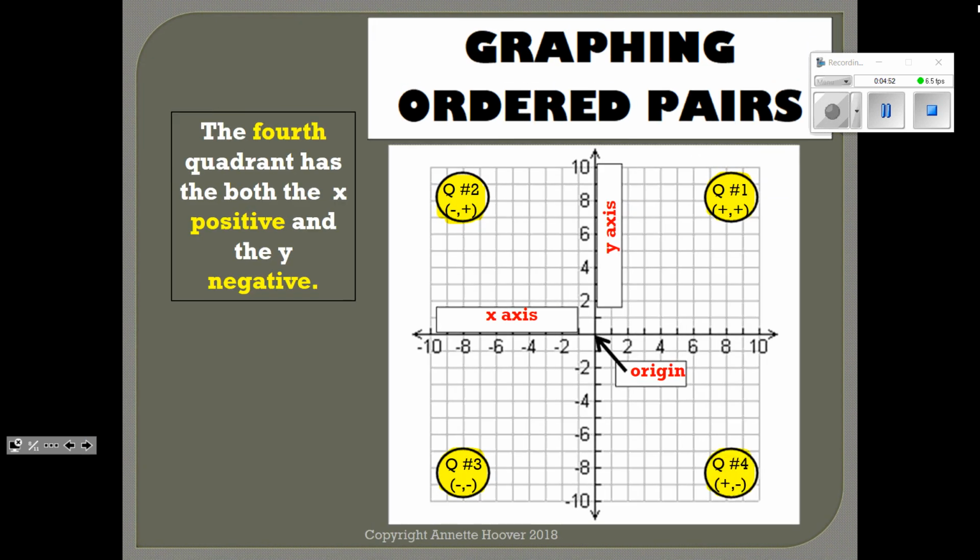Here, all of the x values are going to be positive because we're starting at the origin and going to the right on this number line, and all the numbers are positive. And all the y's are going to be negative because we're starting here and going down, and you can see that all the y's are negative.